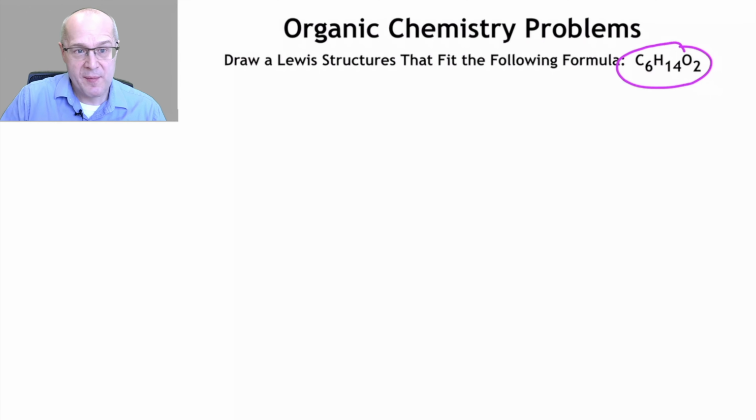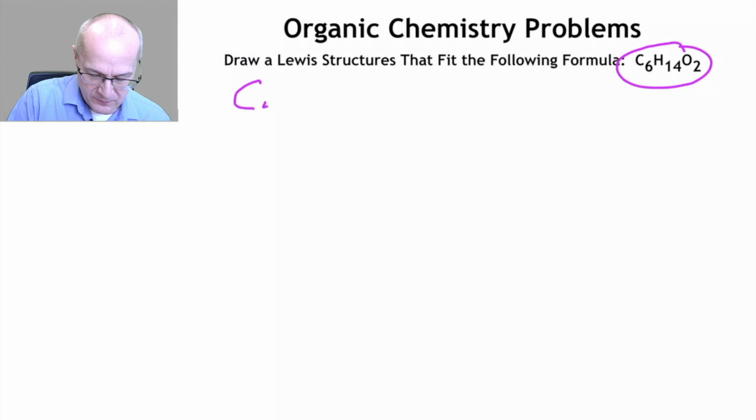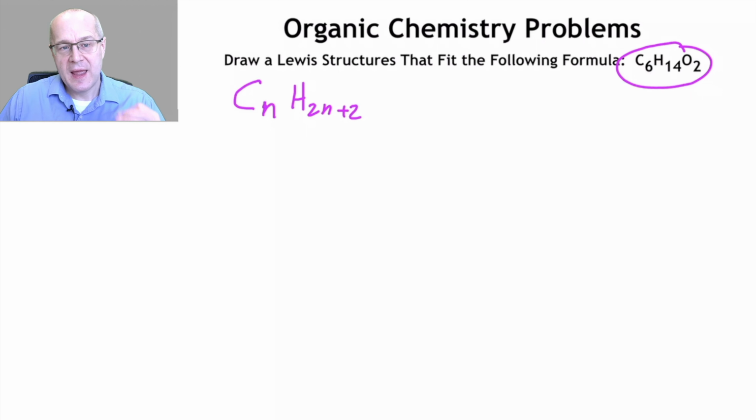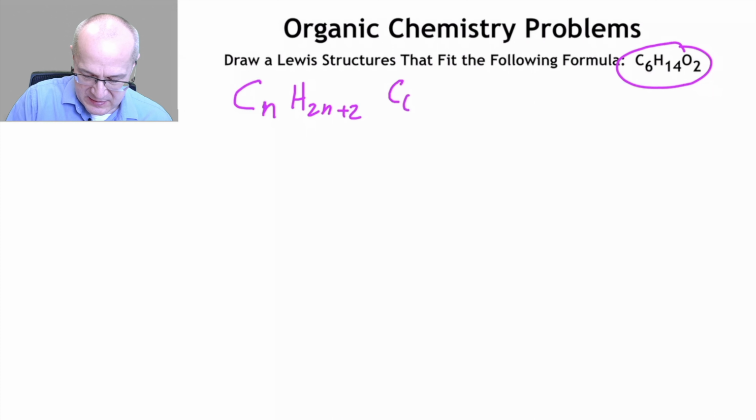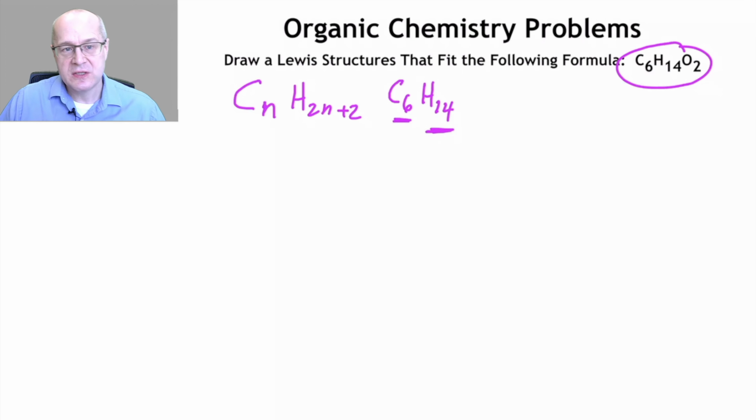To do that, you have to remember the formula for an alkane. An alkane has no double bonds, no triple bonds. The formula for a normal acyclic alkane is CnH2n+2. I have 6 carbons, so it's C6H. 2 times 6 is 12, plus 2 is 14. So if I have 6 carbons and I have 14 hydrogens, I do not have a ring, and I do not have a double bond, I do not have a triple bond.